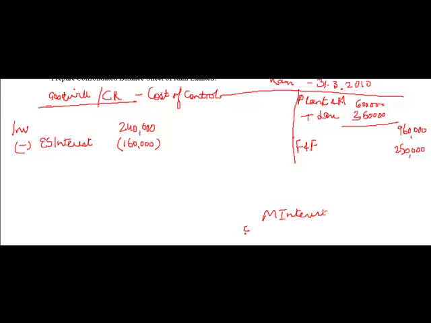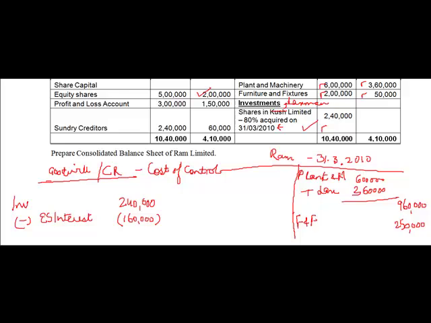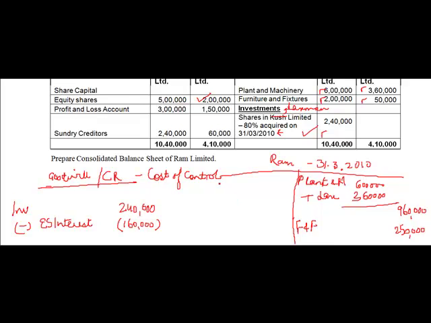Now what is the minority interest? It is the interest in equity share capital, which is 40,000 in the present case, right? So 40,000 is owned by the minority in the present case. Now on the credit side of Ram Limited's consolidated balance sheet, I would have equity share capital, which is 5 lakh, right? So this is again the adjustment I have already done.